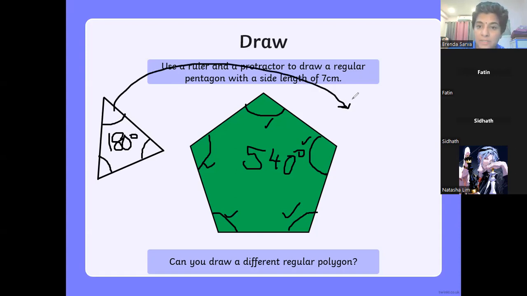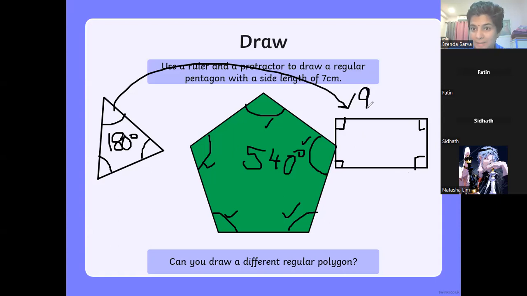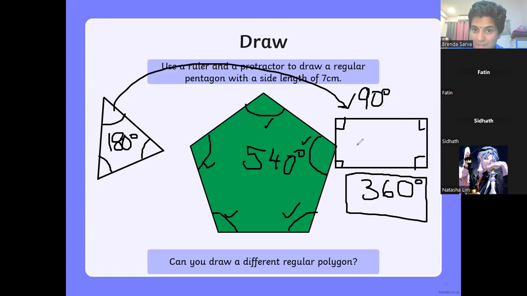This knowledge comes from your understanding of a square or a rectangle. A square or a rectangle has 4 right angles inside. One right angle is 90 degrees, so 4 right angles will be 360 degrees. Be it a rectangle or a square, you are going to find 360 degrees inside it.